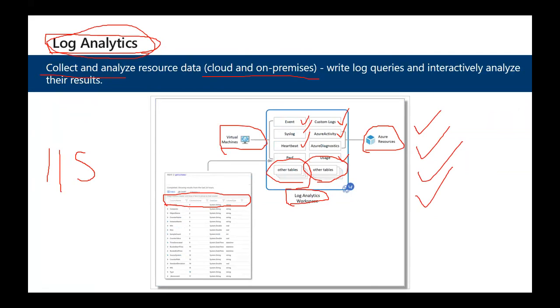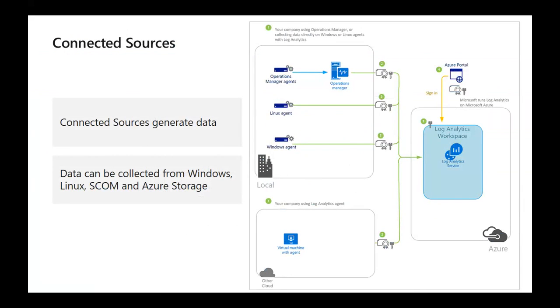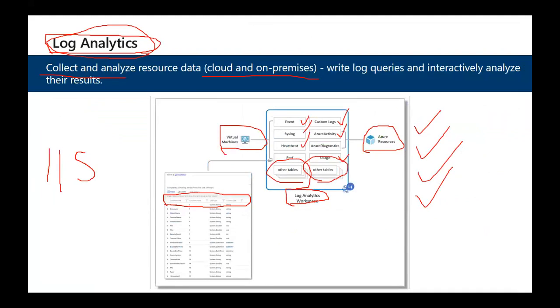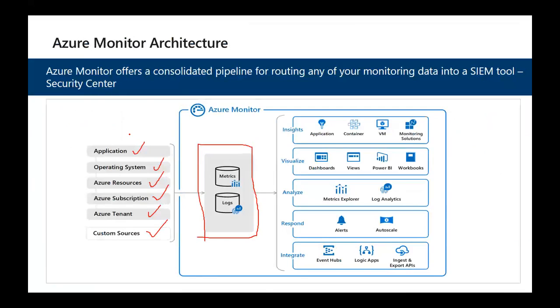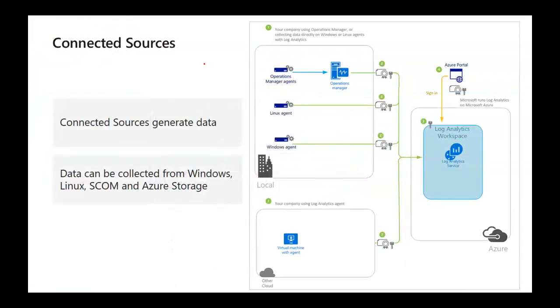So, well, the definition is very straightforward, guys. Collect and analyze resource data. It could be for cloud services or on-premise services. Then we have, well, these connected sources. At the beginning of the slides, we saw some examples right here of the connected sources. So let's take it back. These connected sources. Here we go. The connected sources are implemented to, again, generate data.